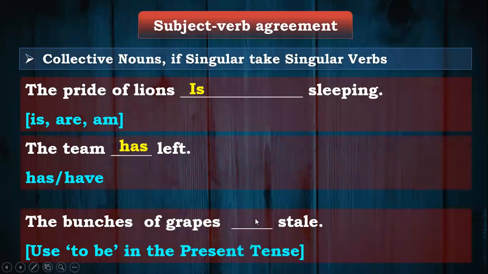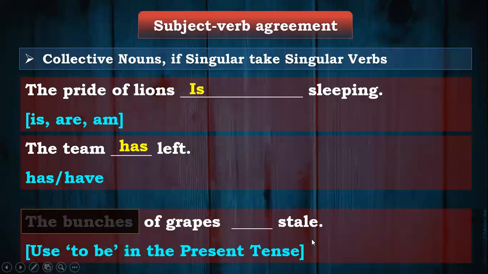Right? Here we go. But look at this question carefully. The bunches of grapes dash stale. Now focus on the bunches. In this case, it is a plural noun. That's why the verb is also going to be plural one. Yes, the bunches are stale. Bunches of what? Bunches of grapes. Is this part clear to everybody? Singular noun goes with singular verb. Plural noun goes with plural verb.